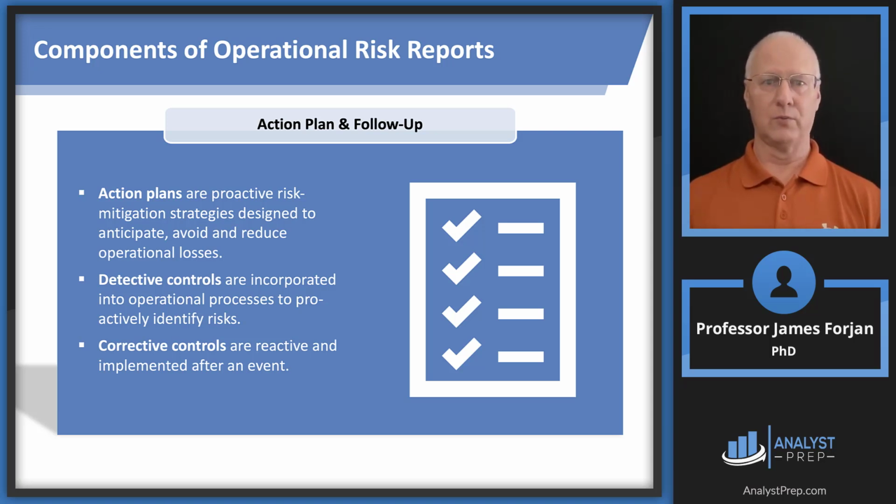Now, what do we do once we have an incident or a near miss? Well, we need to have an action plan. We need to have detective controls. We need to have corrective controls. I think we had this on a slide in a previous slide deck. And so what's the key word? The key word in the left-hand side there, from my perspective, the key word is to anticipate.